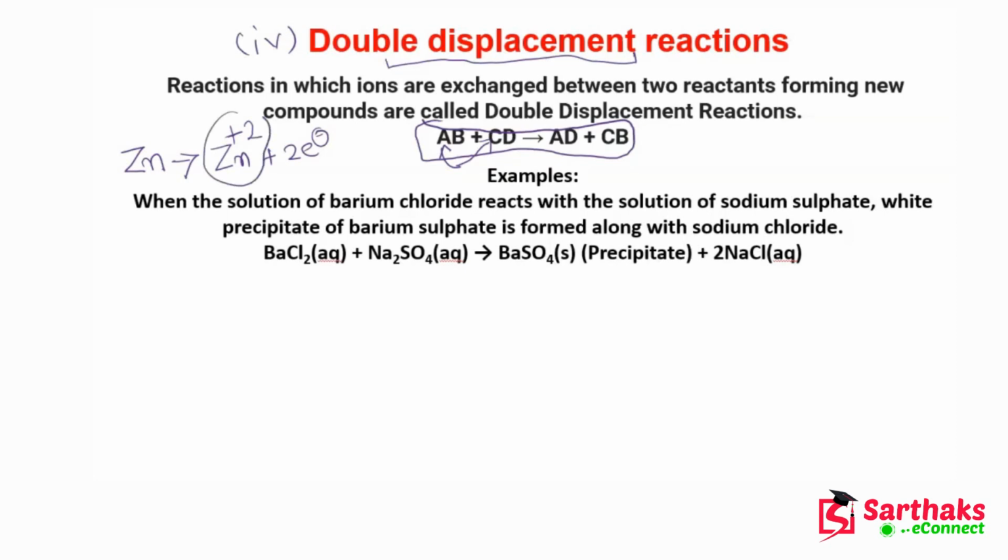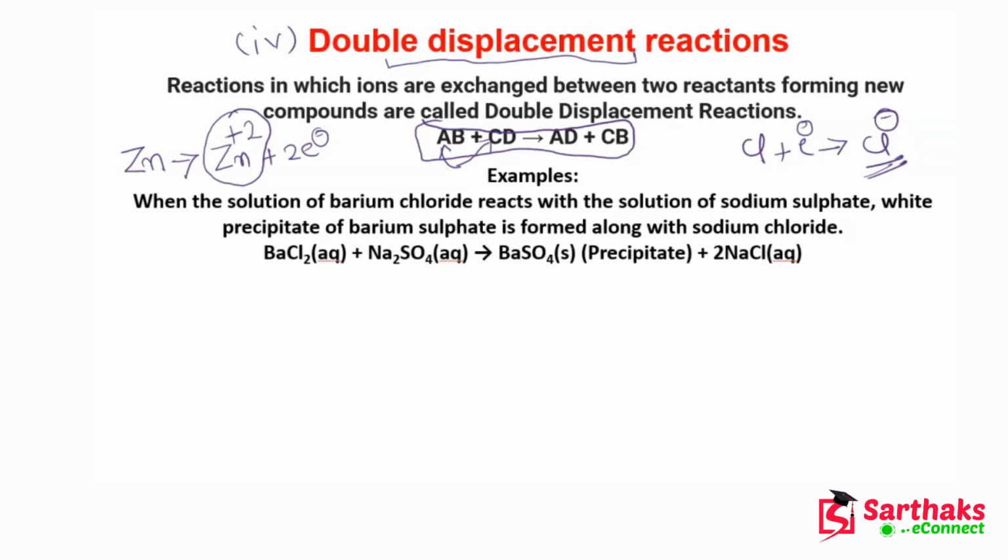So this is an ion. And let's suppose this is chlorine. Now if this chlorine accepts one electron, then it will become Cl minus. So this is also an ion. So in the reactions where there is an exchange of ions between two reactants and new compounds are formed, we call those reactions double displacement reactions.